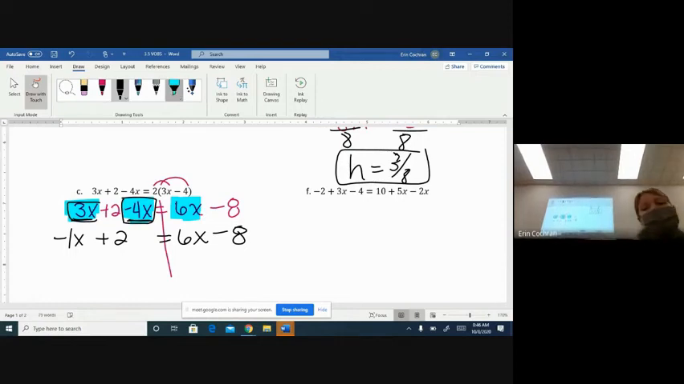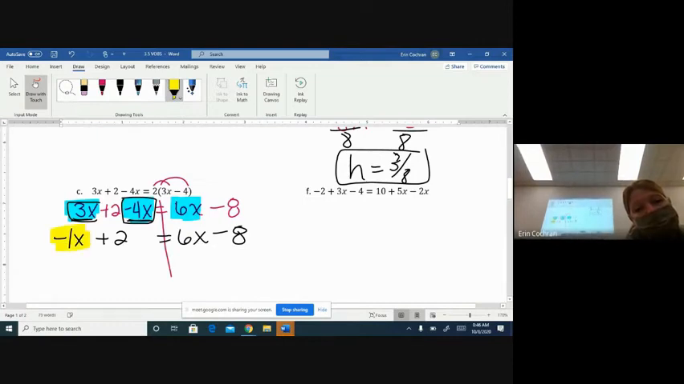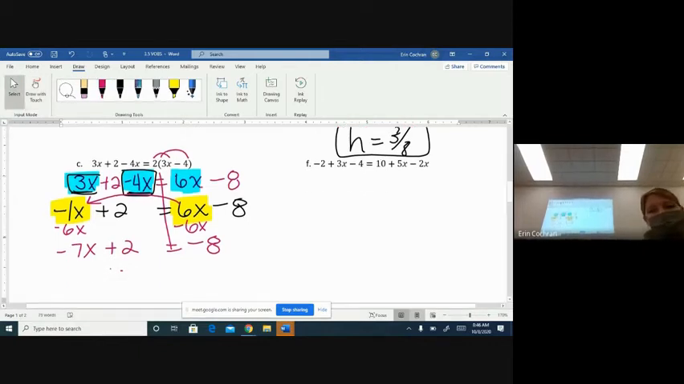Now, these x's are on different sides. So how do I move this 6x over to the negative 1x? Subtract it. So what is negative 1x minus 6x? Negative 7x, good. Plus 2 equals negative 8. Now what would I do? Subtract the 2, yep.